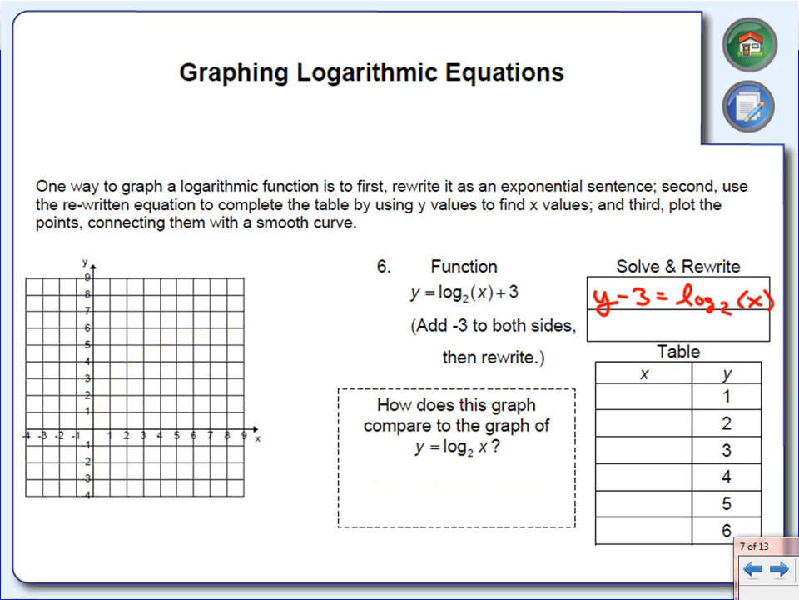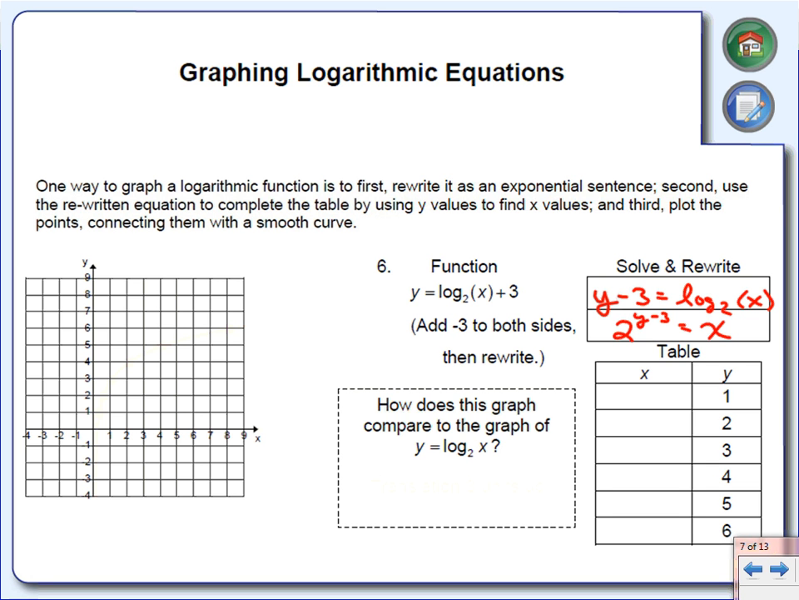So the first thing I need is the base. What am I going to use for the base? 2, like I've done with the others. Now I need the exponent. What am I going to use for the exponent? Good. y minus 3, the whole thing. y minus 3 is going to be your exponent. And what is it going to equal to? x. So now I have the equation 2 to the y minus 3 power is equal to x.